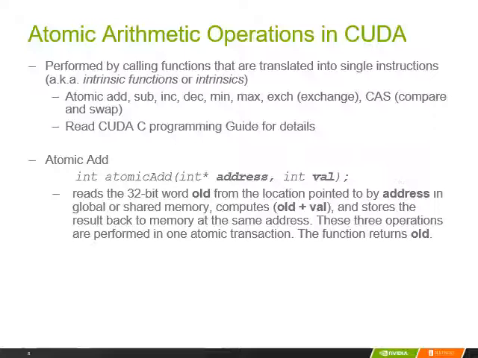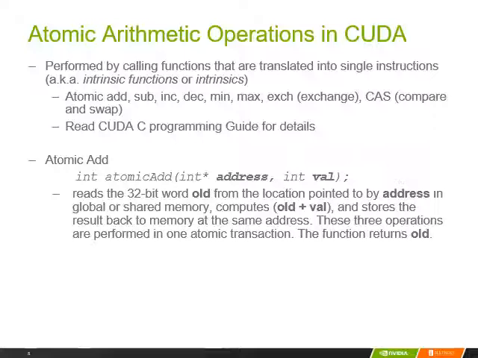The atomic add operation in CUDA can be performed on an integer variable in the global memory or shared memory by calling the atomic add intrinsic function with two arguments. One is an integer pointer to a variable in the global memory or shared memory, and the second argument is the integer value which will be added into the memory location.